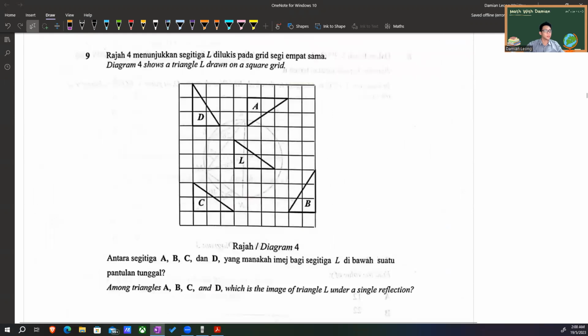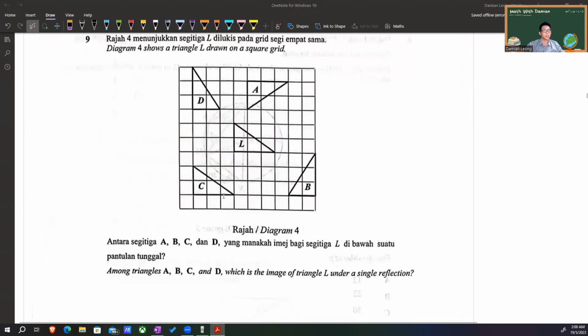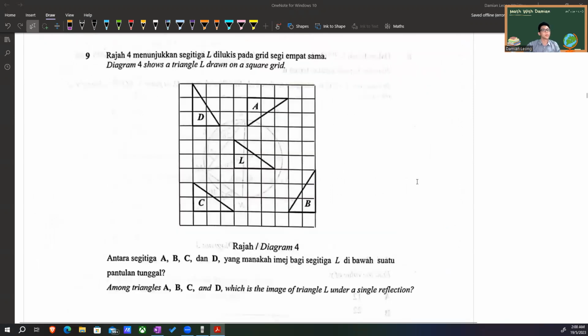Question 9. Among these triangles, which is the image of L under a single reflection? Under one single reflection, there's no way I can reflect here. There's no way I can reflect A here. There's no way I can reflect B. I can only reflect D.